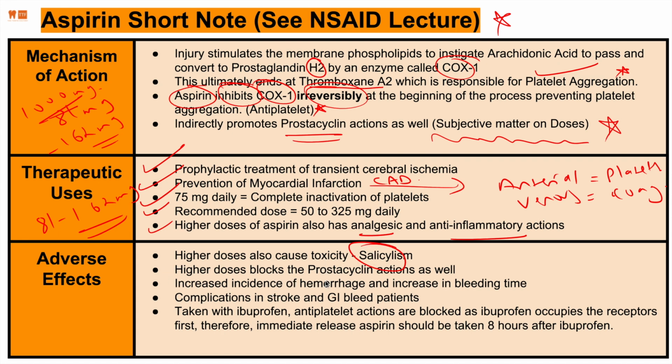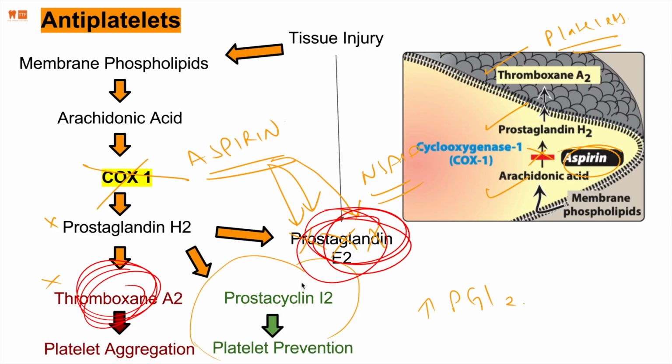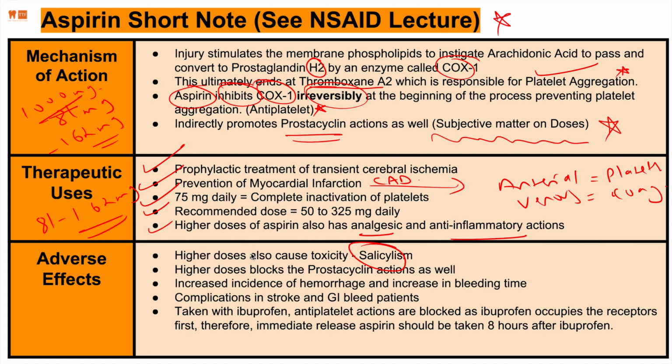Higher doses can block prostacyclin as well. Now imagine if it blocked prostacyclin as well. It blocked platelet aggregation, platelet prevention, pain, inflammation, everything. It just shuts the system down. Therefore, there then will be increased incidence of hemorrhage, increase of bleeding time, complications in stroke and GI bleeds.